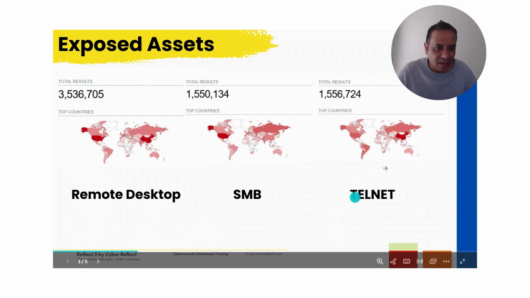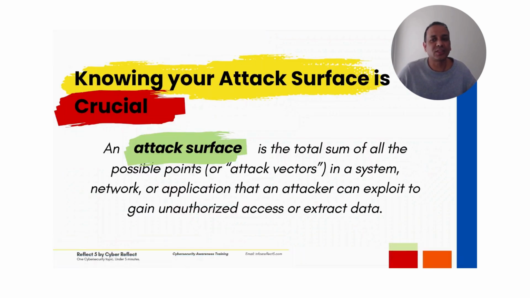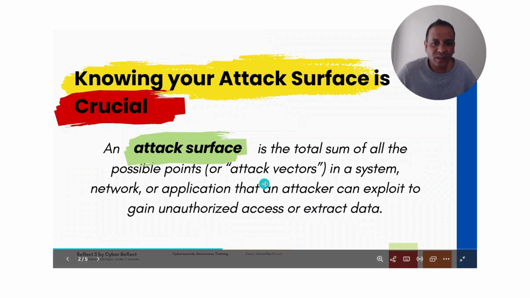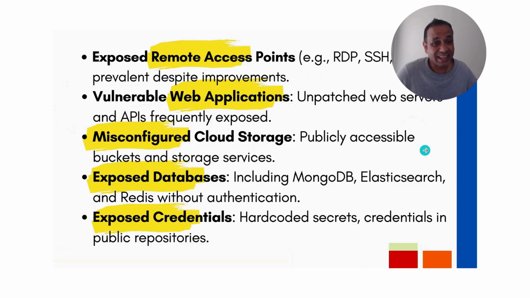So let's have a look at what an attack surface is and why knowing your attack surface is crucial. An attack surface is the total sum of all possible points that we refer to as attack vectors in a system, network, or application that an attacker can exploit to gain unauthorized access or extract data. But today, the internet attack surface is increasing at an alarming rate.